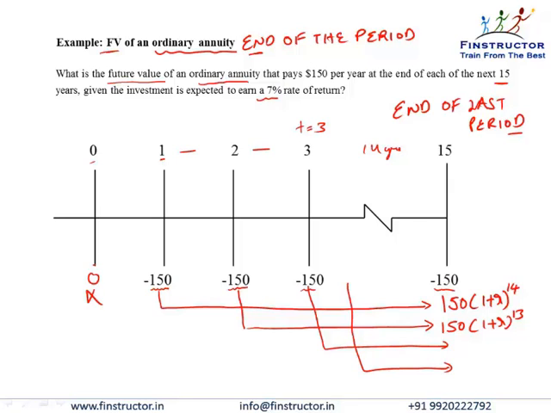We can compute the future values, sum them up to get to the future value of the 15 payments. What will be the future value of the last payment? What is the future value of $150 at t equal to 15, and they're coming at t equal to 15? It'll be 150 into 1 plus r to the power 0, as they don't have any time to get invested, or the same as 150.